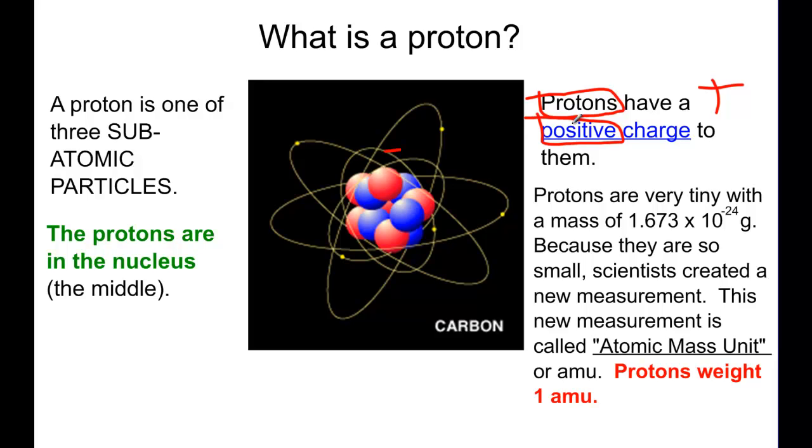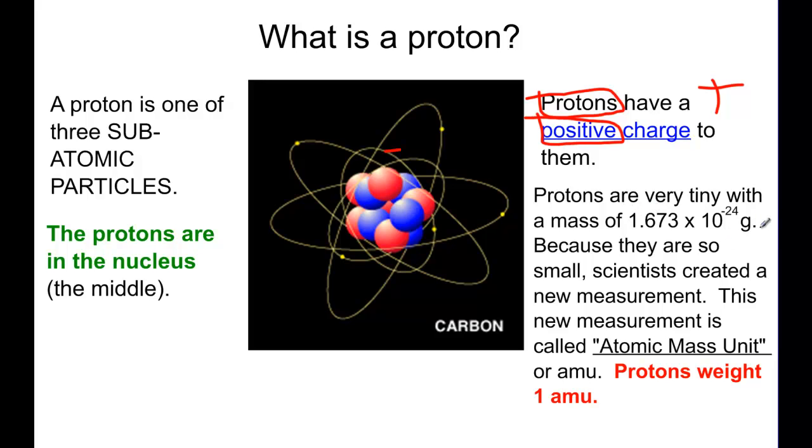Some other miscellaneous information that you should be aware of is that protons are very, very tiny. We know that atoms are extremely tiny in and of themselves. Remember, everything's made of atoms, and you get all the way down to the DNA of a cell, and then you can see the atoms that make up the DNA. Protons are even smaller than that. In fact, they only weigh about 1.7 times 10 to the negative 24th grams. This is very, very small.